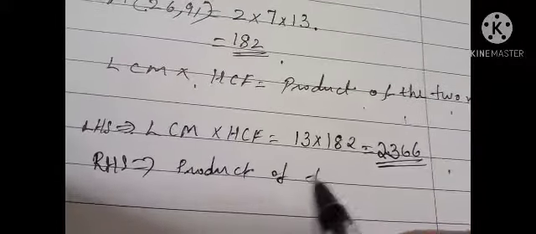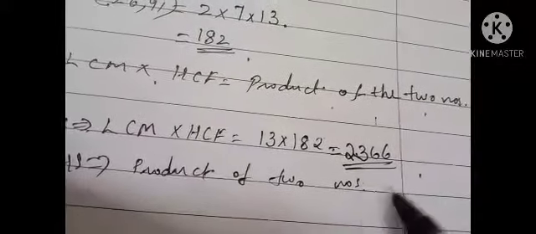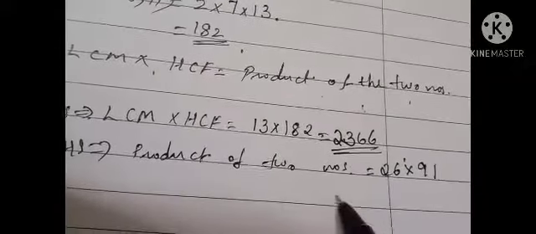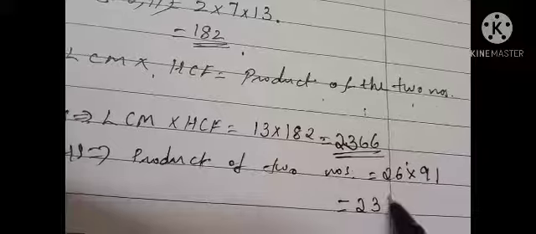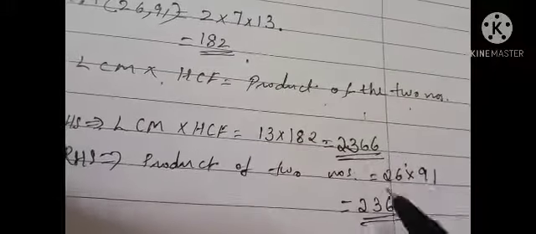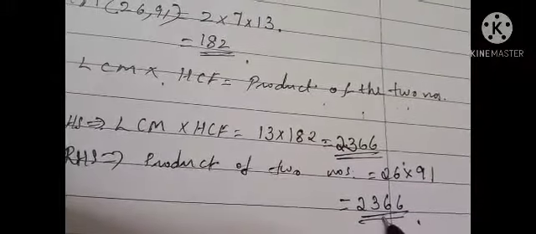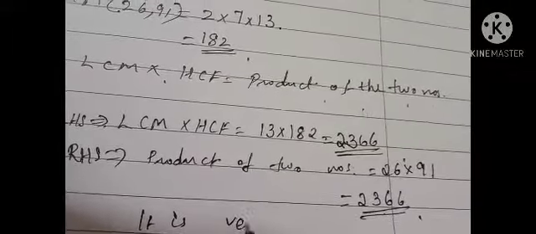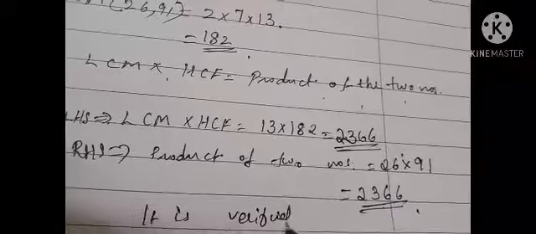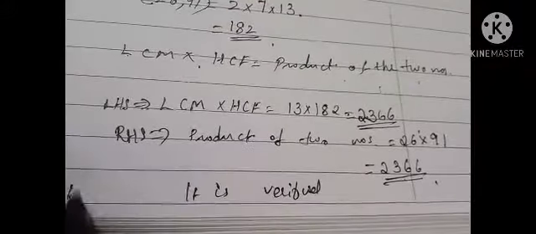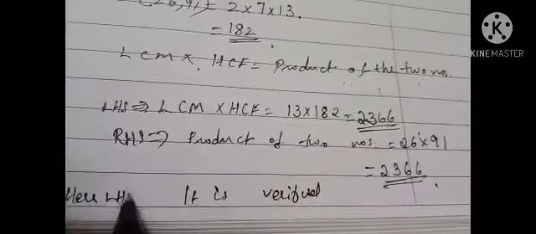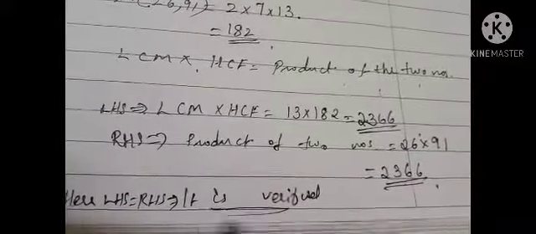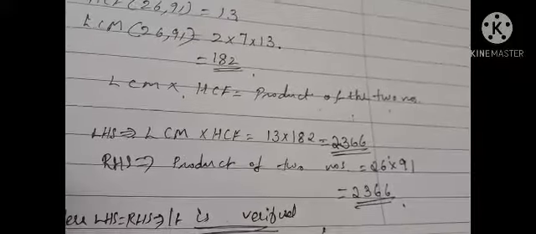Product of two numbers is equal 26 into 91. That also we get as 2366. So here LHS and RHS are equal. So it is verified. Because here LHS equal RHS. So it is verified. So this is the way.